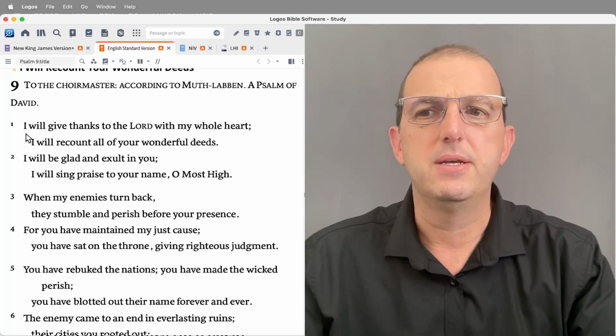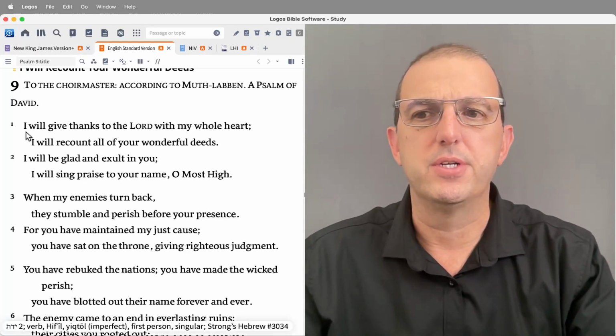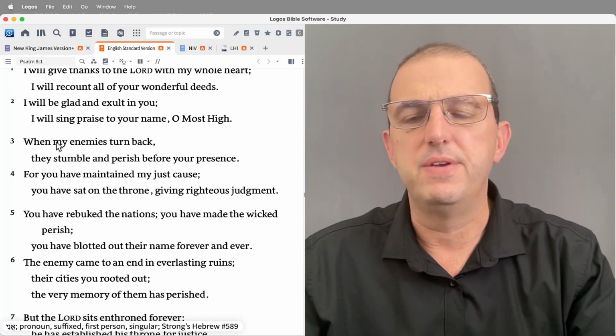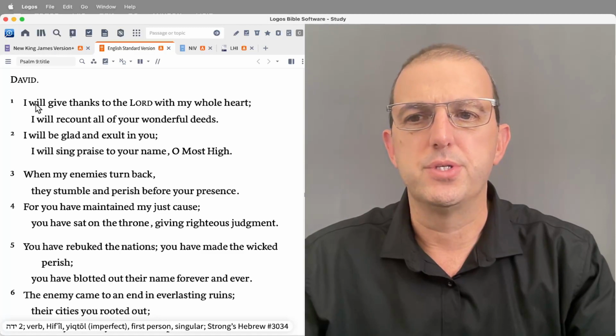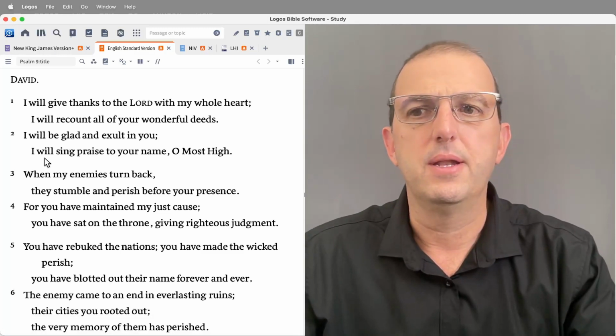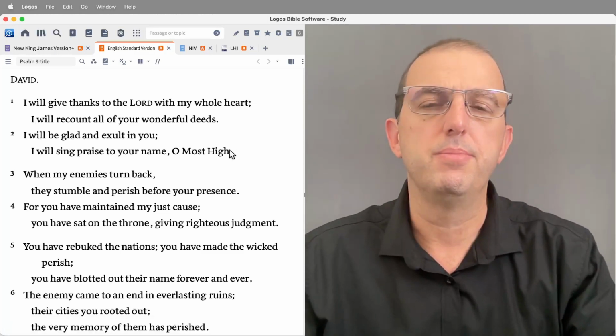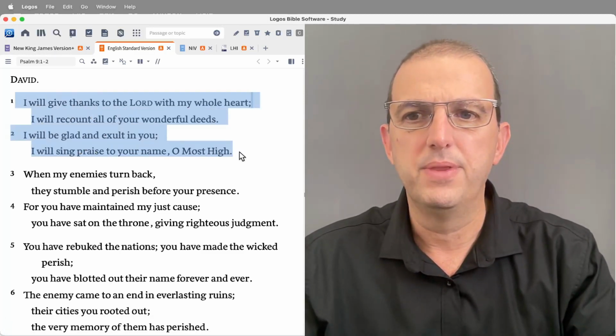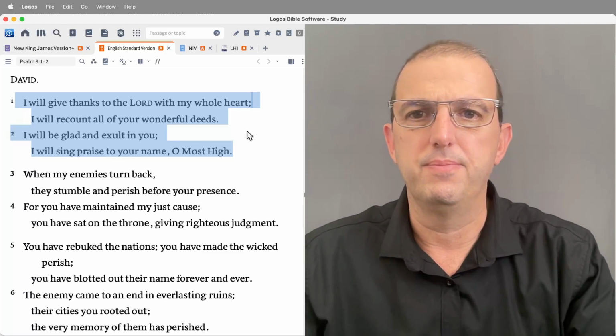Let's read through it strophe by strophe. We've got 20 verses, 10 strophes in the ESV, so 2 verses per strophe, and almost every strophe has 2 poetic lines in it with 2 phrases per line. So this is a typical 4-phrase structure.